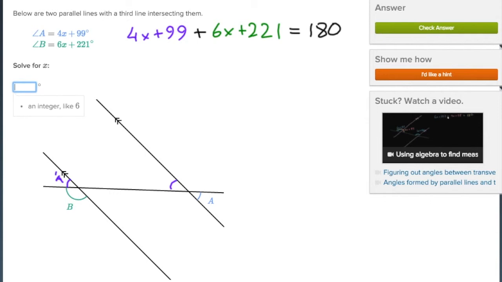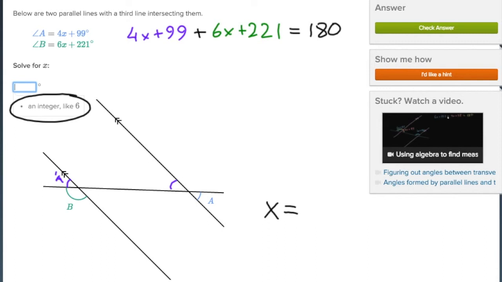Okay, so let's do a few things to this equation so that we can actually solve for x. Remember, from the previous problem, our goal is to have x equal to an integer. Okay? That's what Khan Academy is asking for. X equal to an integer, a positive or a negative whole number.